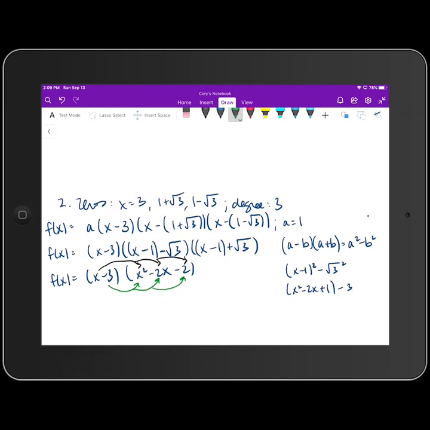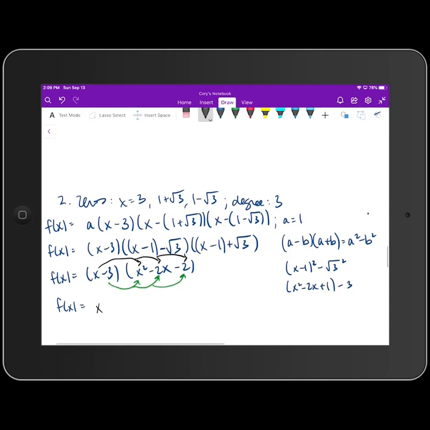So that's going to make my function f of x equal to, when I distribute x across all three terms, x cubed minus 2x squared, and then x times negative 2 is minus 2x. And when I distribute negative 3 across all three terms, negative 3 times x squared is negative 3x squared. Negative 3 times negative 2x is positive 6x. And negative 3 times negative 2 is positive 6.